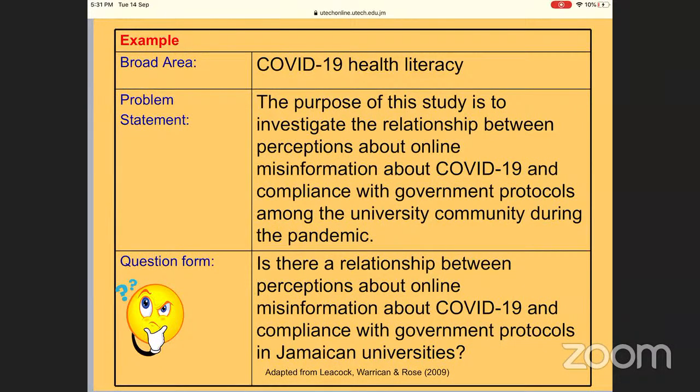Compliance with government protocols, definitely among universities, in Jamaican universities, right? Again, we could do an open-ended question, or we could do it online. And since I'm suggesting that we do this using a statistical approach, we would do the same kind of thing, whether online or a printed questionnaire. And so we obviously want to know compliance with each of the government protocols.